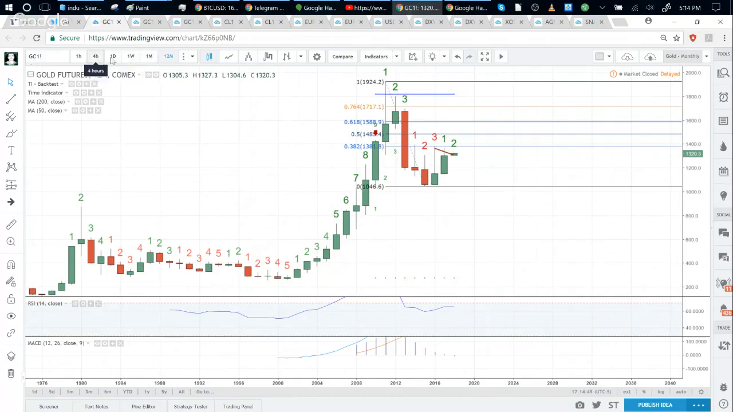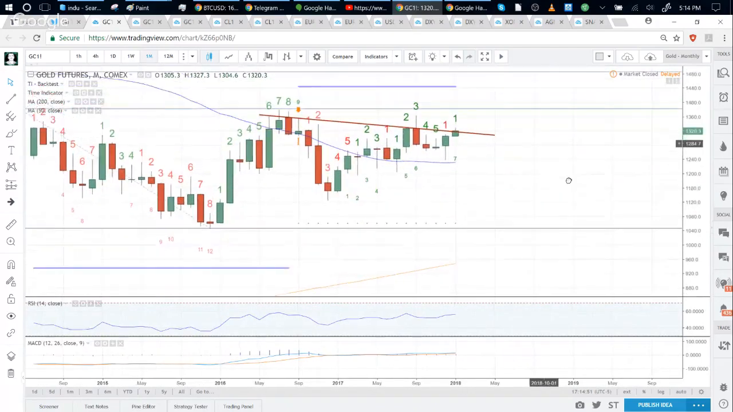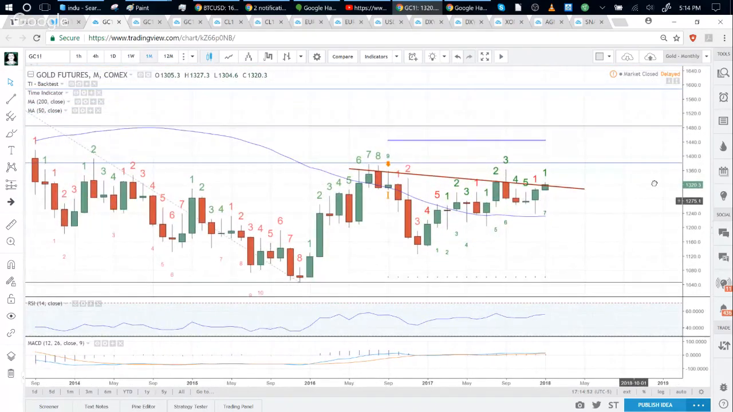Good. What chart was this initially? This was a monthly chart, right? Yeah. Let's go back to the monthly. This is how I'm going to save it. All right, let's save this.